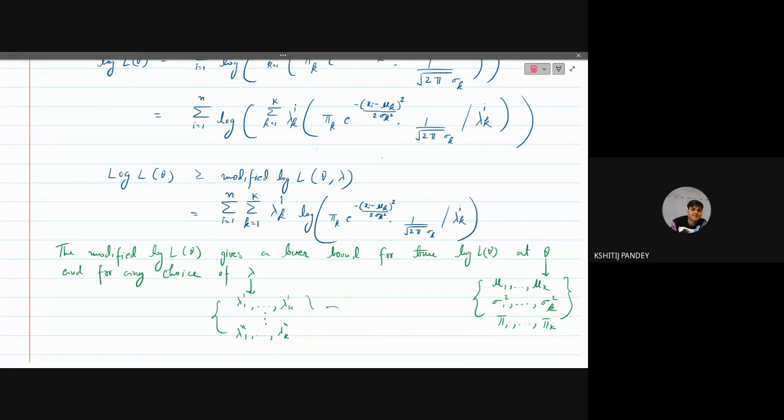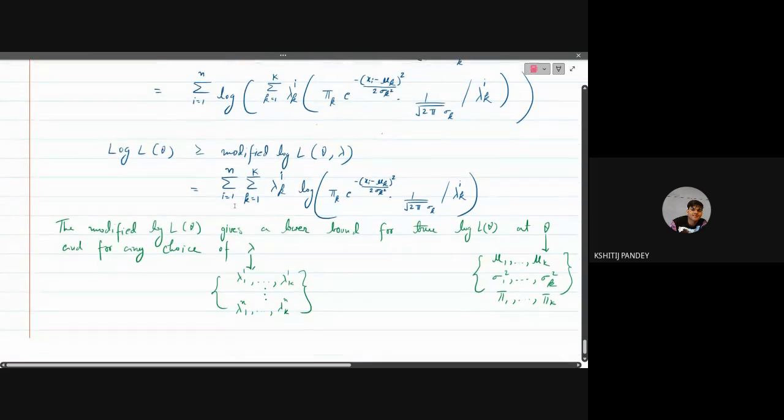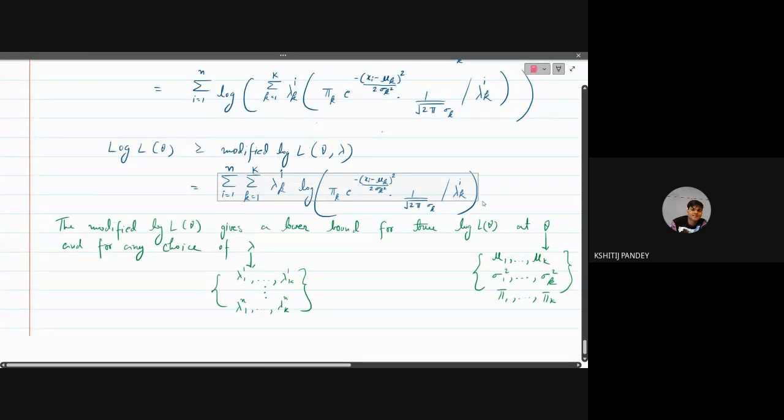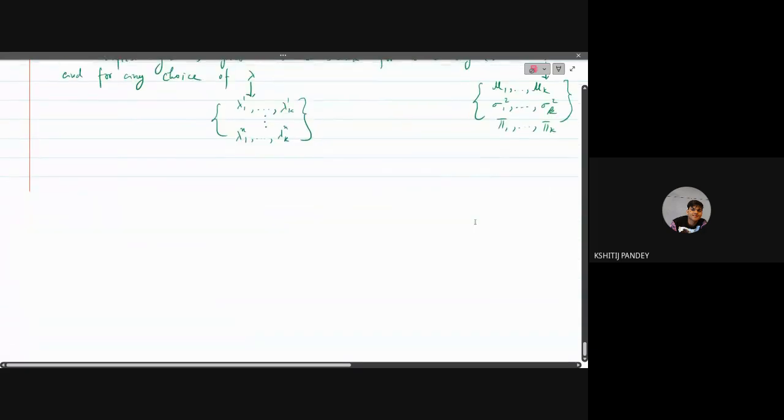It gives you a lower bound on the true log likelihood. That's the important point here. And how can we find the value of the parameters from this modified log likelihood? That's the question.